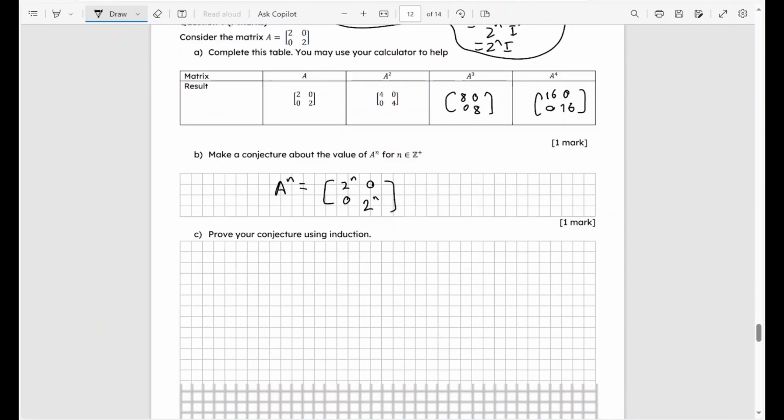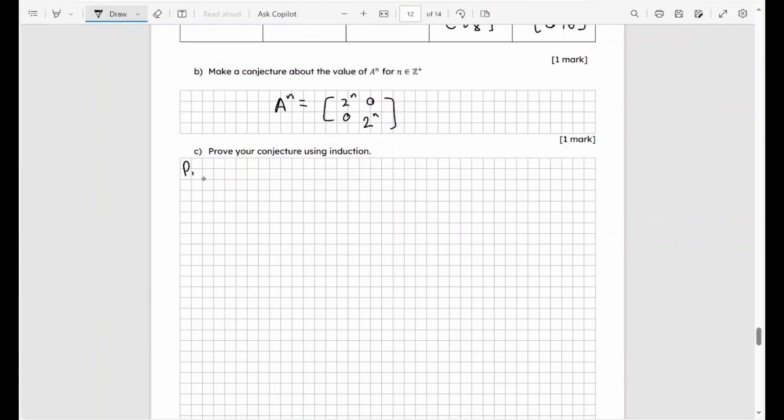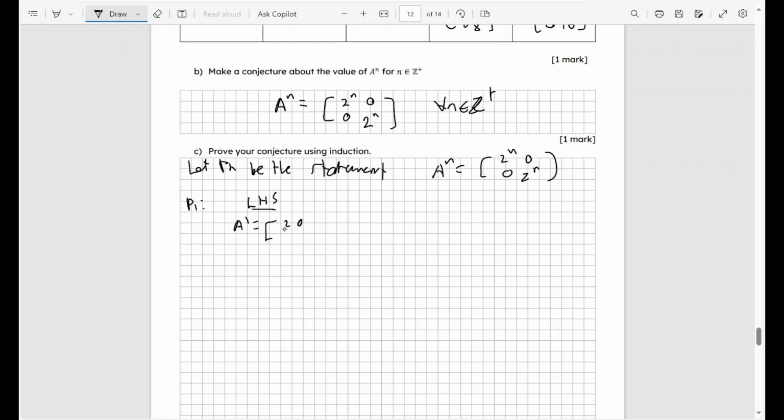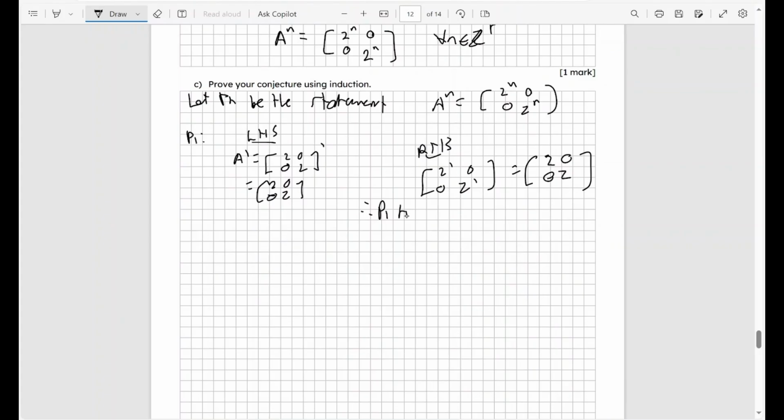So prove your conjecture using induction. So P1, okay, we'll be very clear. Let Pn be the statement A to the n equals 2 to the n, 0, 0, 2 to the n. P1, left-hand side, we've got A to the 1, which is 2002 to the 1, which is 2002. On the right-hand side, what do we got? We got 2 to the 1, 002 to the 1, which is 2002. Brilliant. P1's true.